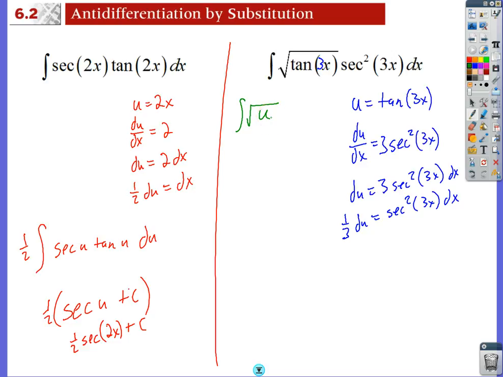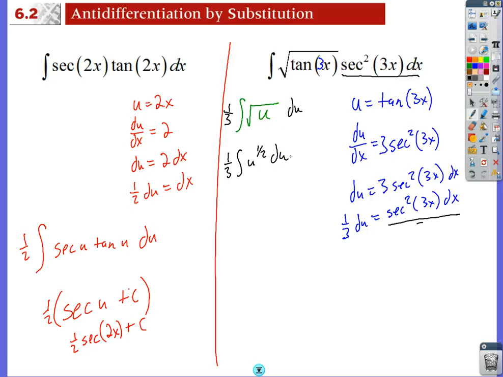Okay, well, again, look right here. Here's secant squared 3x dx, secant squared 3x dx. Oh, so all of that is equal to this 1/3 du. So again, I'm going to take the 1/3, put it out here, take the du, put it right here. I want to rewrite this, so now I have 1/3 the integral of u to the 1/2 power du.